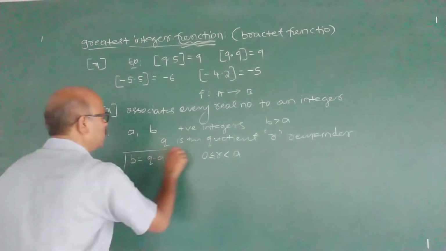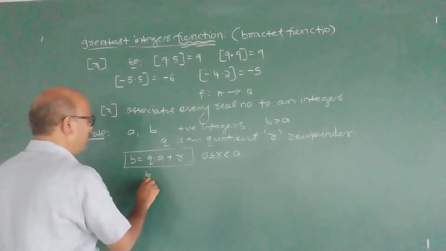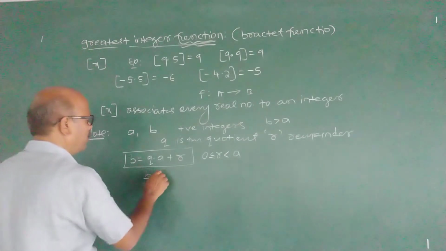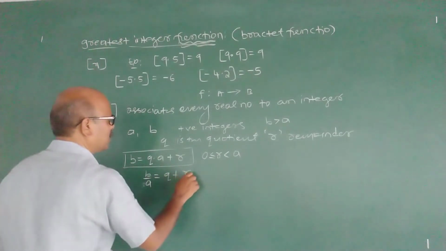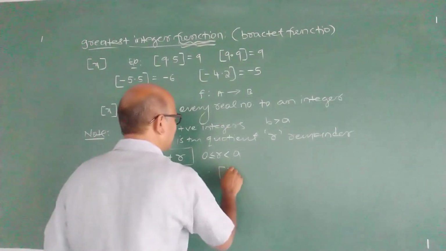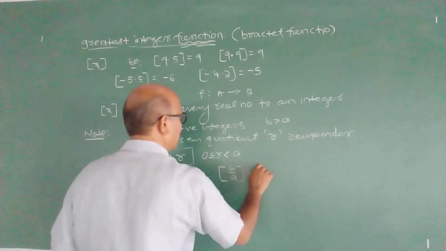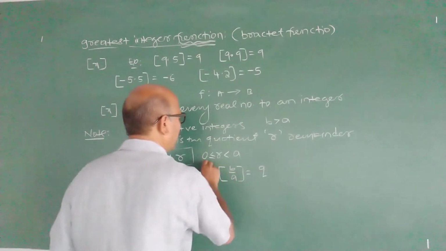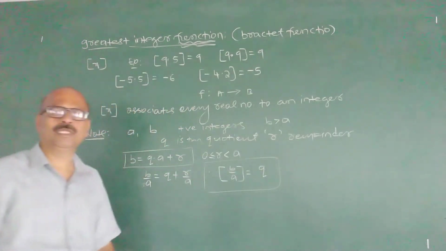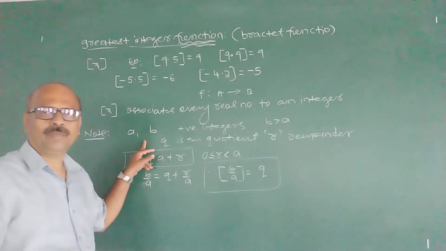Now B is Q into A plus R. This is called the division algorithm. Therefore B by A is Q plus R by A. Therefore greatest integer of B by A is Q. This is the important application of this greatest integer.